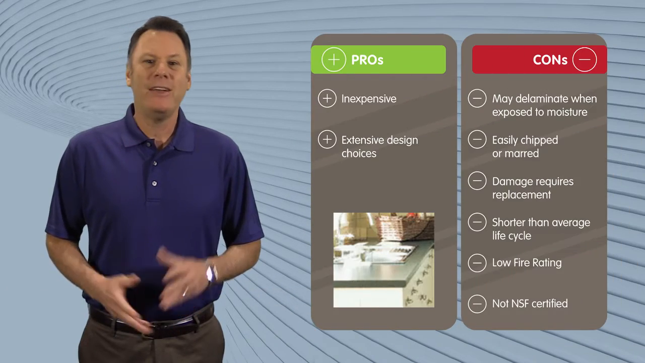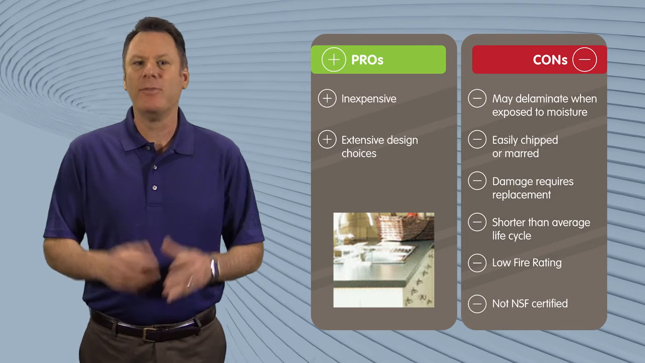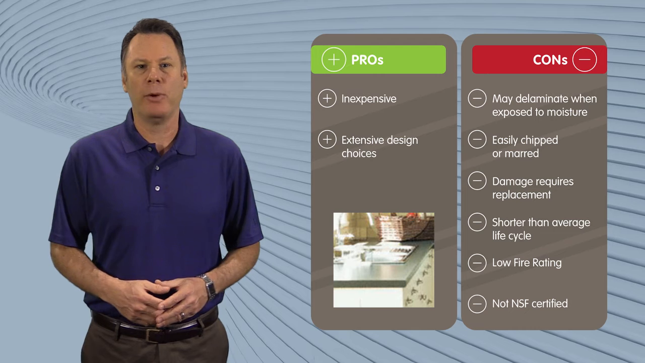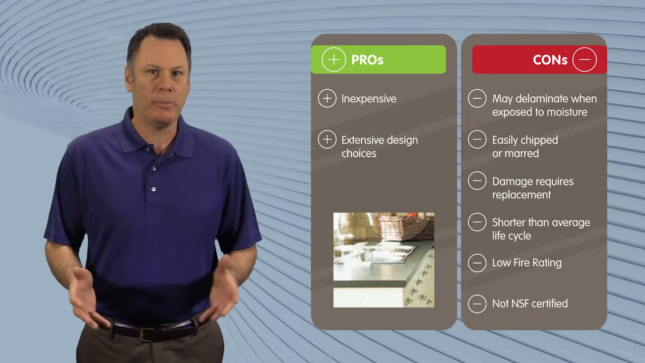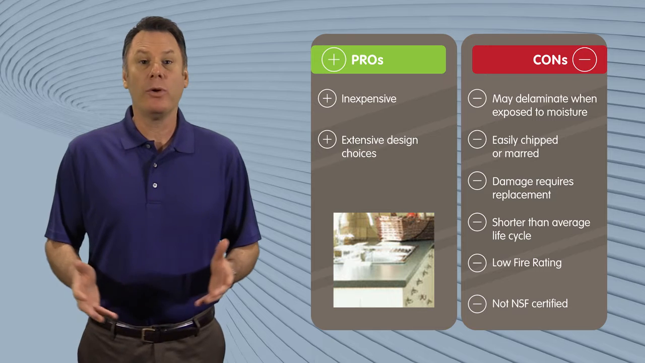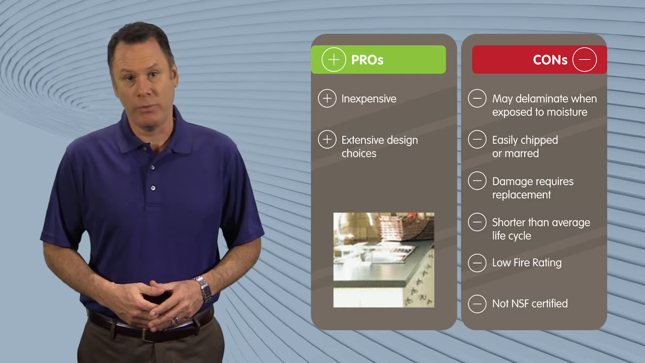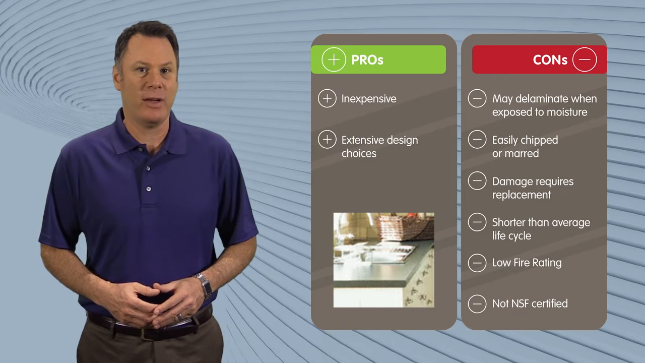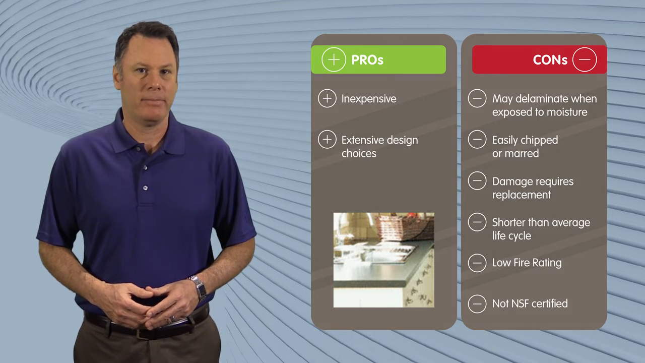Pros. It's inexpensive and has extensive design choices. Cons. It may delaminate when exposed to moisture, easily chipped or marred. Damage requires replacement. Shorter than average life cycle, low fire rating, and it's not NSF, National Sanitation Foundation certified laminate.